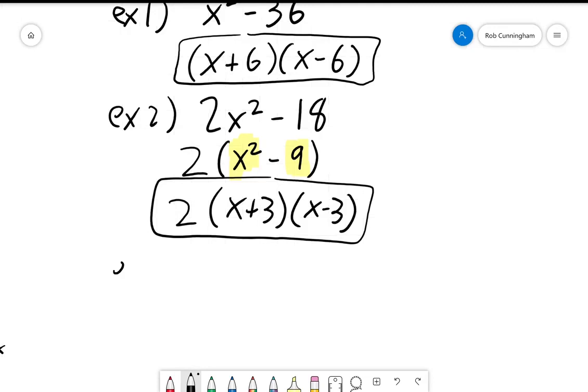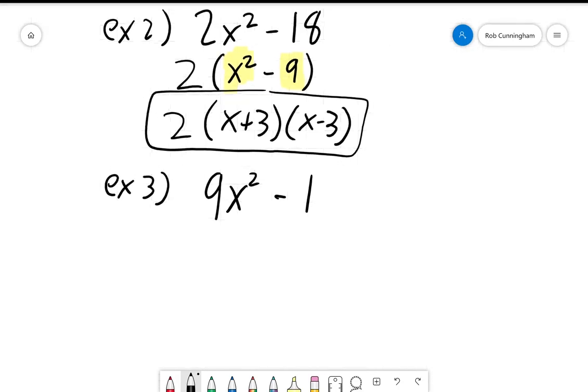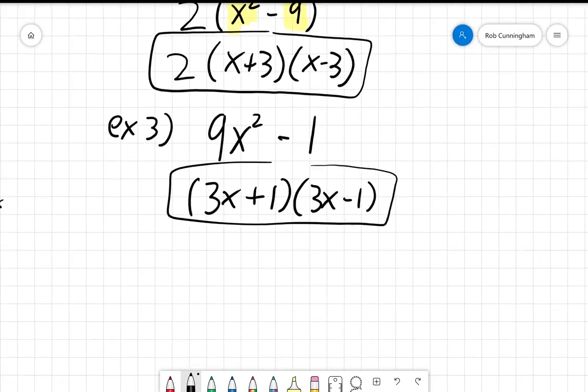Let's do another one. 9x squared minus 1. Well, again, we have two perfect squares. 9x squared is the square of 3x, and 1 is the square of 1. 1 is very convenient that way. So I can break this up into 3x plus 1 times 3x minus 1. As you can see, once you start figuring out this pattern, the problems almost solve themselves.